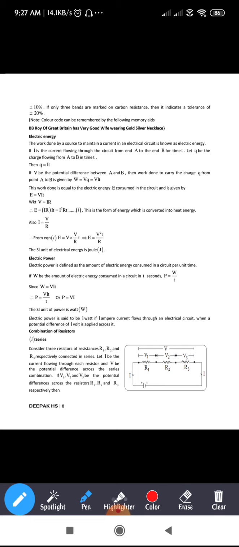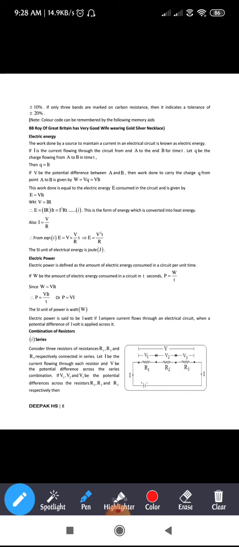The work done is that a continuous current should be supplied to that fan, right? Only then does the fan start to rotate; if there is no current, the fan doesn't rotate. So we say that some work has to be done, and that work done is the supply of current. Hence the work done by a source to maintain a current in an electric circuit is known as electrical energy.